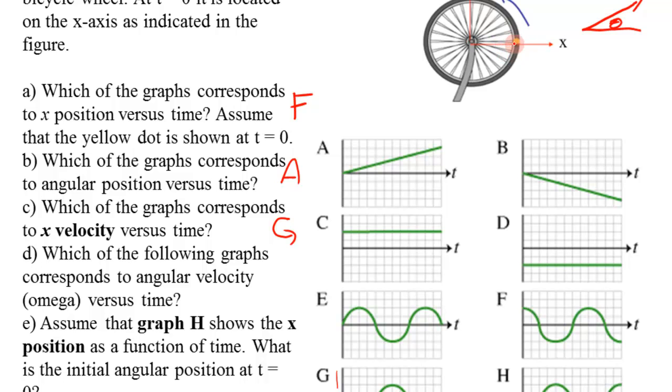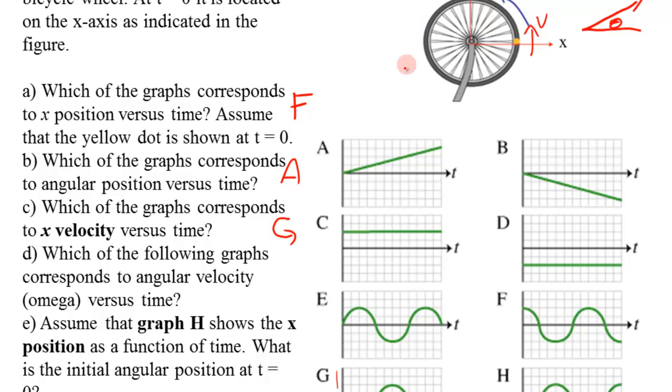When time is equal to 0, this yellow dot is moving perpendicular to the x-axis. That means there's no component of velocity in the x direction. As this starts to move around here, that's my initial velocity. As you get over to here, the instantaneous velocity of the yellow dot at any point is going to be a line that is tangent to the bike wheel. So we're moving completely to the left. Now this is completely in the negative x direction.